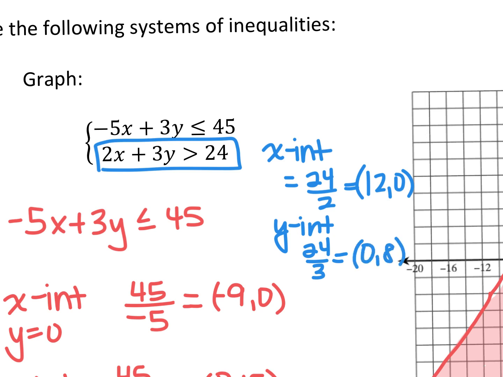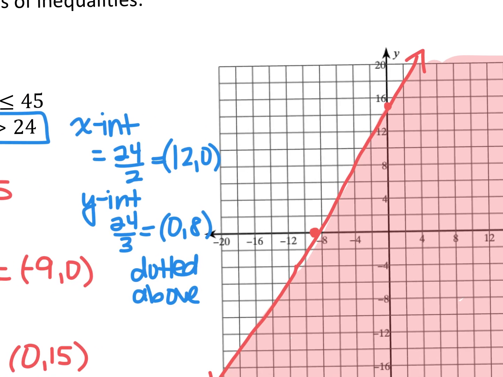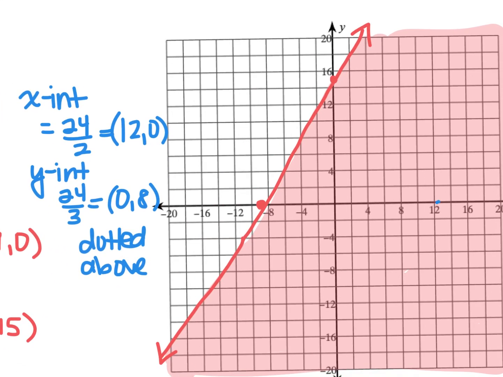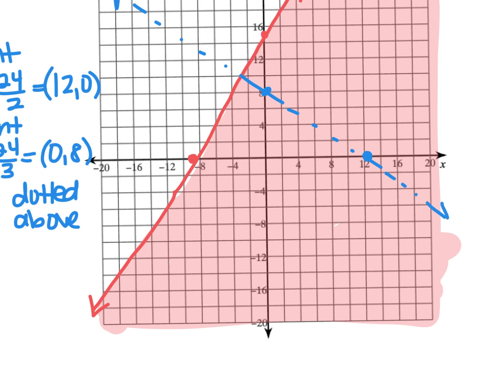Okay. This one will have a dotted line and shaded above because of the greater than symbol. Okay, and I'm not worried about a sign flip because in front of the y it's positive 3, so no sign flip there. Okay, so 12, 0 is here, 0, 8 is here. This is a dotted line. And shaded above.